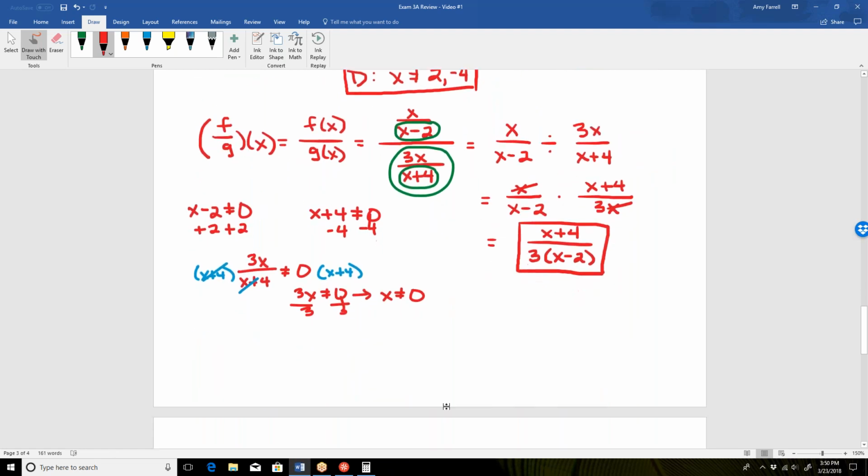So we see that for the domain, there's actually one additional number that we want to remove from the set of all real numbers. So we don't want x to be 2, -4, or 0.